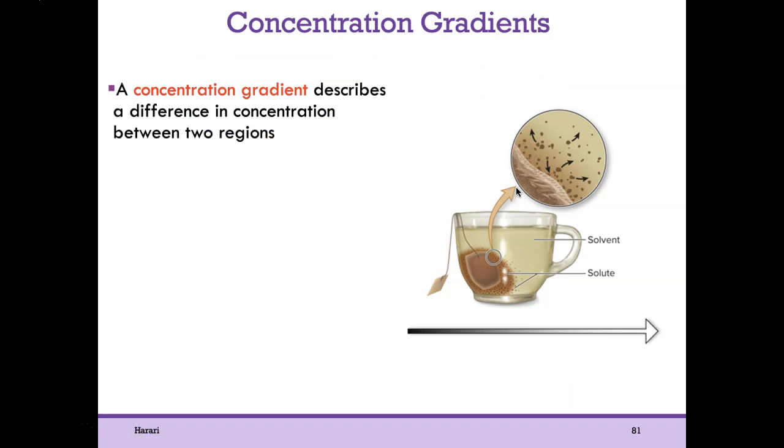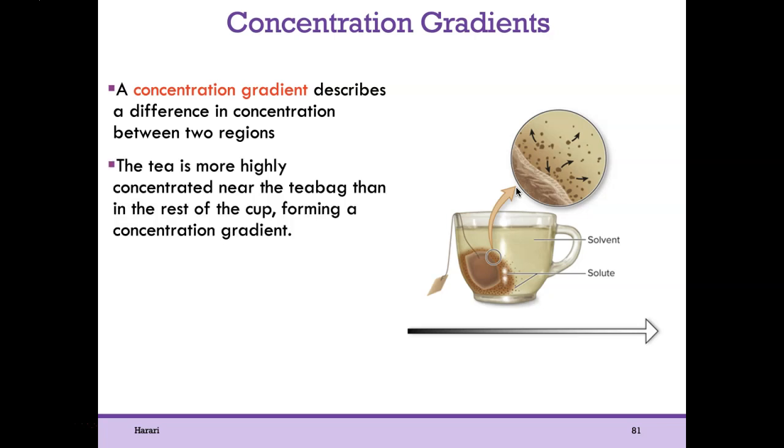Now let's talk about concentration gradients. A concentration gradient describes a difference in concentration between two regions. That means that a solute is more concentrated in one region than another. In this example, we have a tea bag and a cup of hot water. The tea is more highly concentrated near the tea bag than the rest of the cup.